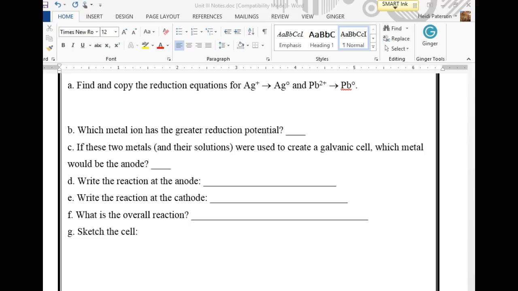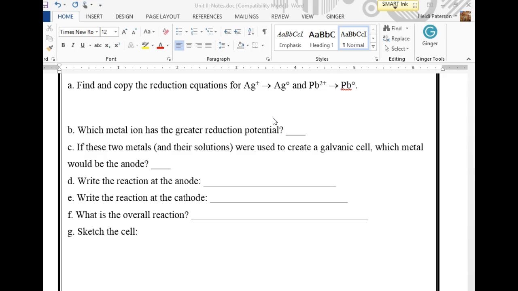Yesterday we started looking at constructing an electrochemical cell to create a battery. When you are creating an electrochemical cell, you need to start by determining which of the chemical reactions is going to be reduced and which of the chemical reactions is going to be oxidized.